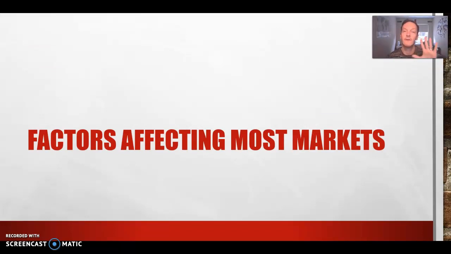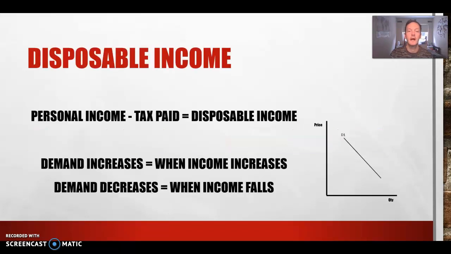Now we go on to the five that affect most markets. I want you to pause the video and see if you can write down all five. Okay, now we're back. What are the factors affecting most markets? Let's start with disposable income. What is disposable income? Well, it's your personal income or your gross income minus tax. That is classified as disposable income. Think of it as the money that you actually get to spend on things.